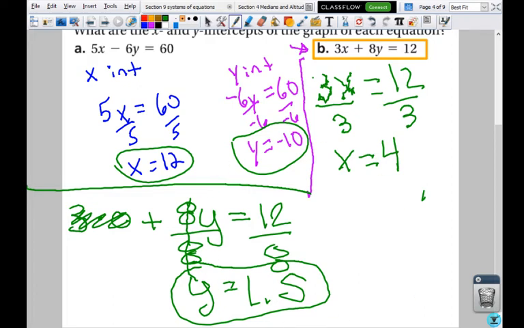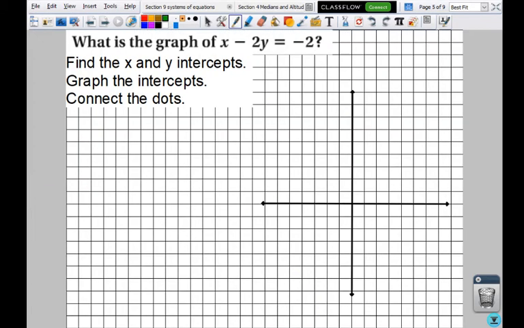Alright, so that is the first piece. We are also going to graph lines in standard form. So I'm going to graph x minus 2y equals negative 2. Wait, so are we just doing what we just did? Basically, yes, for the first part. Now we're going to graph it.